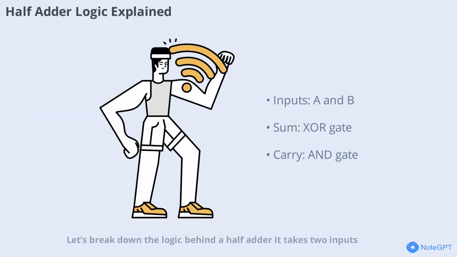Let's break down the logic behind a half adder. It takes two inputs, usually labeled A and B. The sum output is generated using an XOR (exclusive OR) gate, which outputs 1 only if the inputs are different. The carry output is produced by an AND gate, which outputs 1 only if both inputs are 1. This simple combination allows the half adder to add two bits and indicate if a carry is needed for the next higher bit. Understanding this logic is key to building more advanced arithmetic circuits.